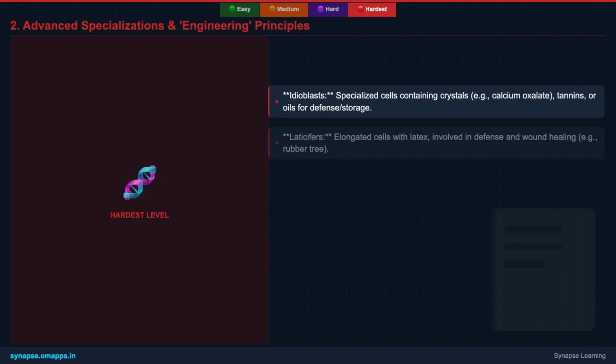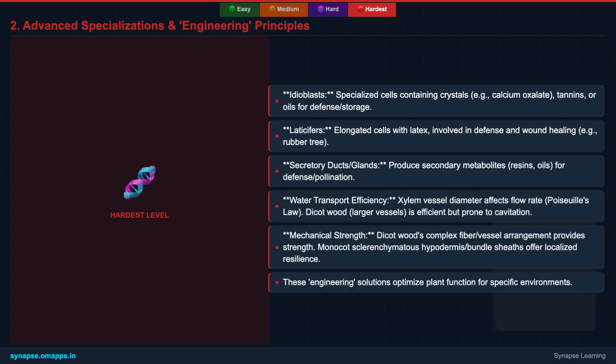Let's dive deeper into specialized structures and engineering principles. Beyond basic tissues, plants possess unique cells like idioblasts, which store crystals or waste, and laticifers, which produce latex for defense and healing. Secretory ducts also play vital roles in producing protective compounds. These specialized structures highlight the diverse strategies plants employ for survival.